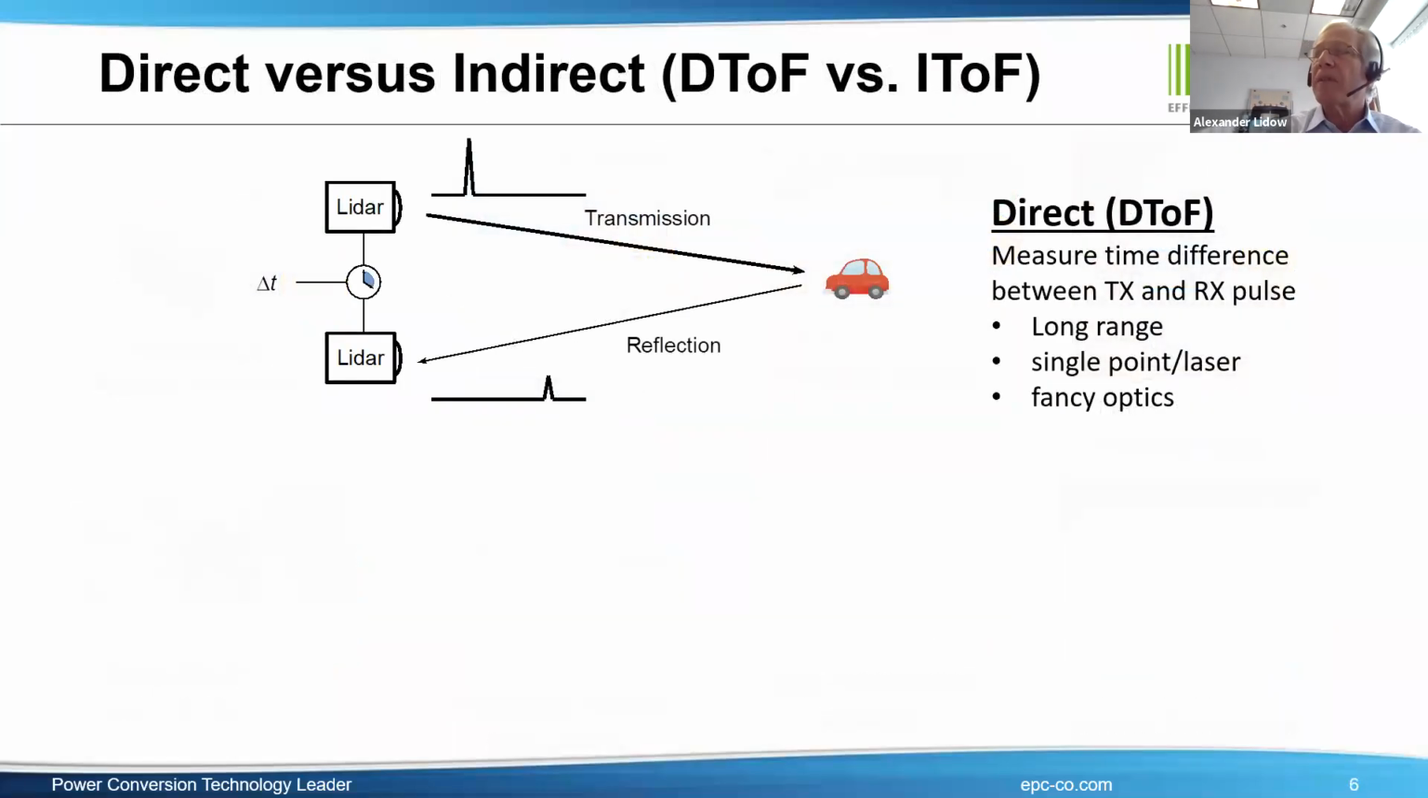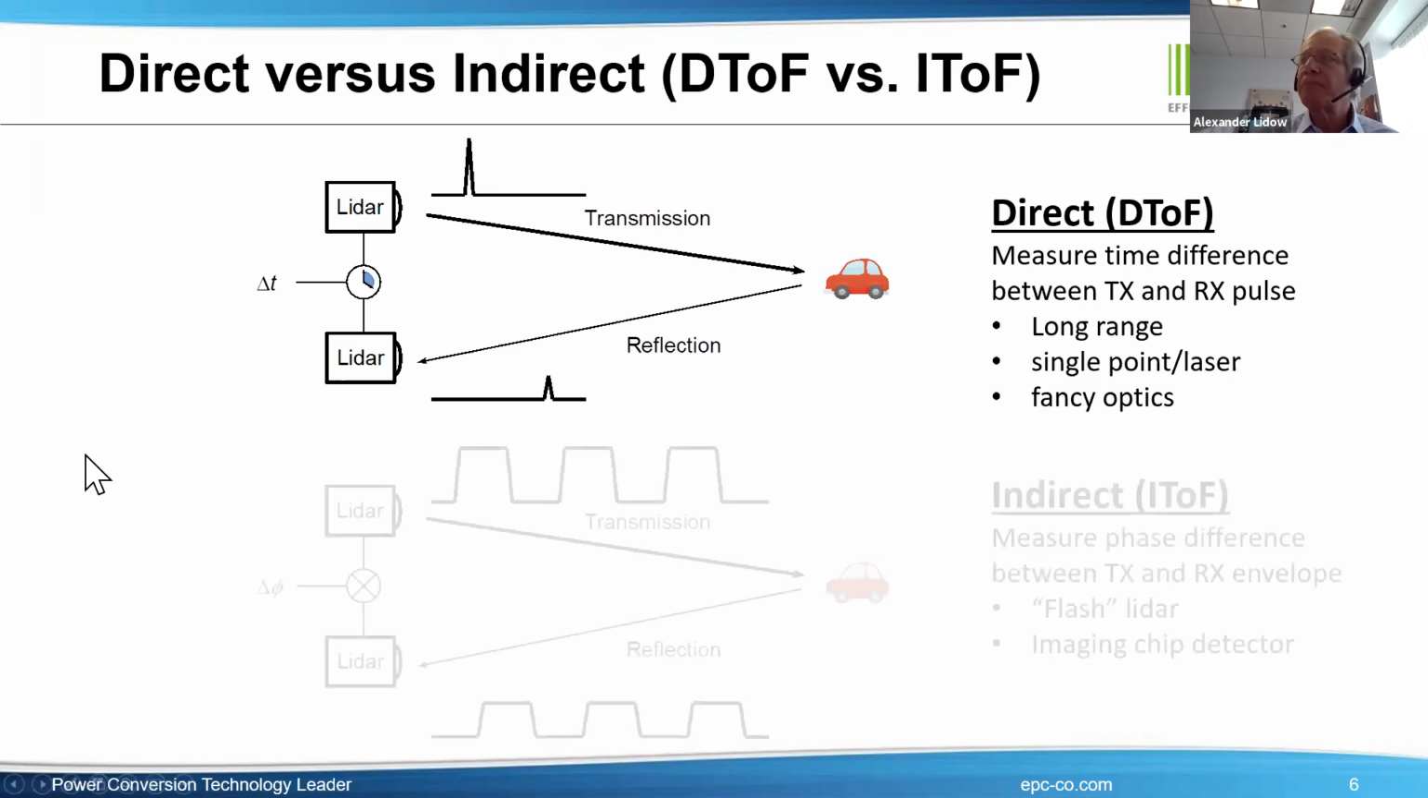So let's talk about the types of time of flight lidar. There are two common types, DToF, which stands for direct time of flight, and IToF, which stands for indirect time of flight. Now, direct time of flight is perhaps the simplest to understand. You just fire a beam of light, a packet of photons, and it bounces off an object and it comes back at a later time.